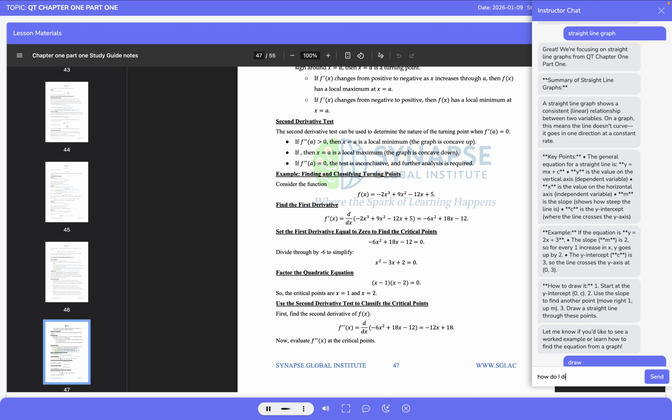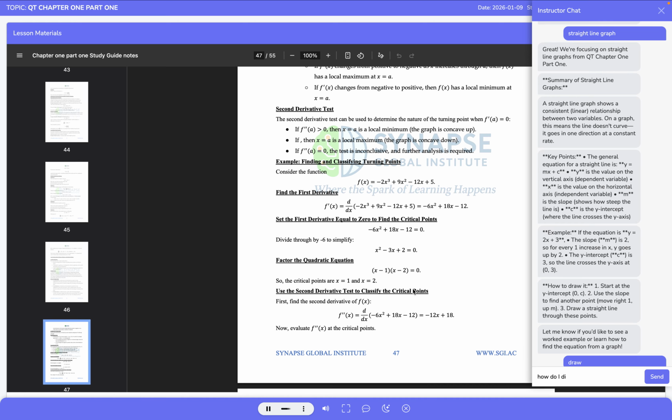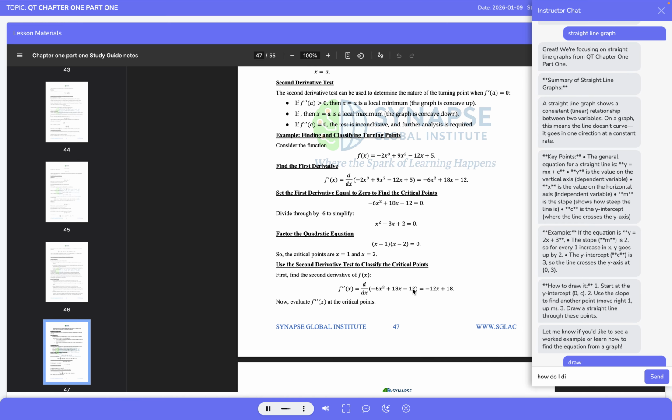Substituting x equals 1 gives 6, which is positive, so there is a local minimum at x equals 1. Substituting x equals 2 gives negative 6, which is negative, so there is a local maximum at x equals 2. This tells us exactly where the function reaches its lowest and highest values locally.